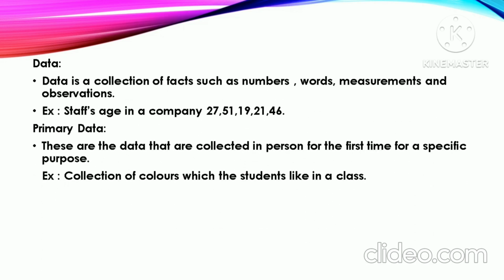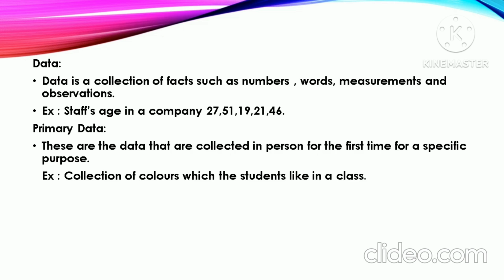What is data? Data is a collection of facts such as numbers, words, measurements, and observations. For example, the staff's ages in a company can be considered data, like 27, 51, 19, 21, 46, or the ages of the staff in a company. There are two types of data. One is primary data and the other is secondary data.